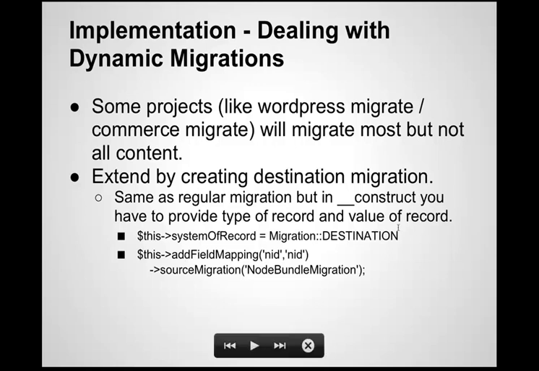But by setting it to destination, you're basically letting it know, I'm going to be updating a record that's already in the system, as opposed to migrating a new piece of content in. And then the other part that you have to provide it is the field mapping for that particular entity ID. So if I was dealing with nodes, I'm letting it know, look at the NID column. And I'm also letting it know that the source migration was node bundle migration in this case. Or if I was dealing with a commerce product, it might be commerce product migration. And yeah, in this destination thing, you can provide any other additional sets of fields that were supposed to have been brought in, run that migration, and it'll expand what you have.